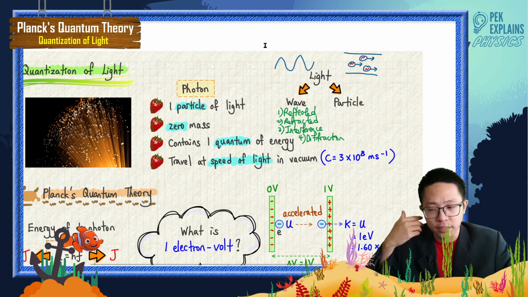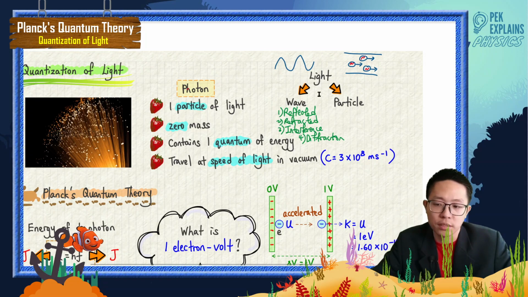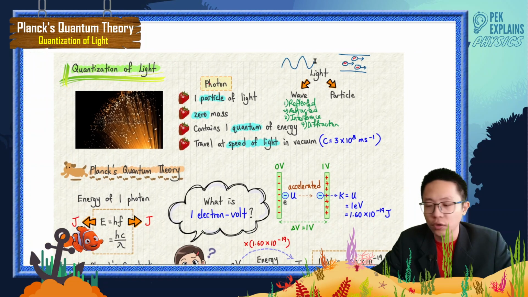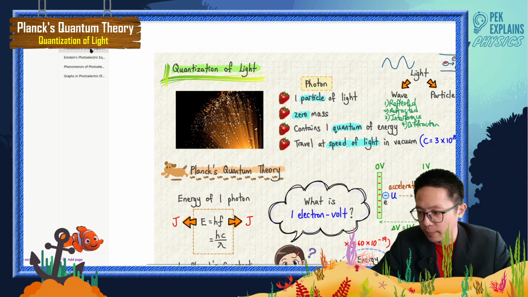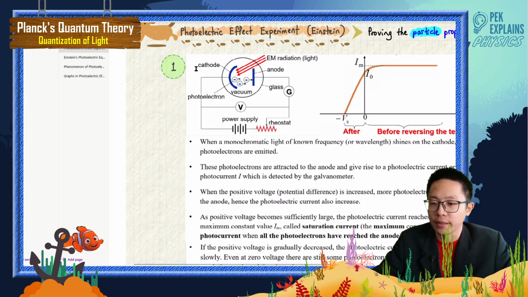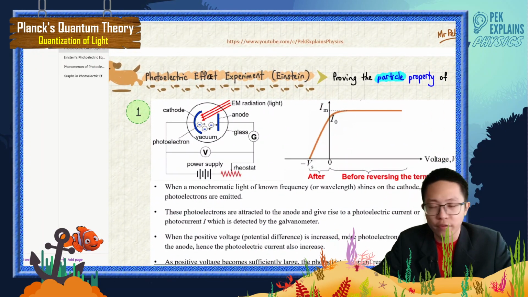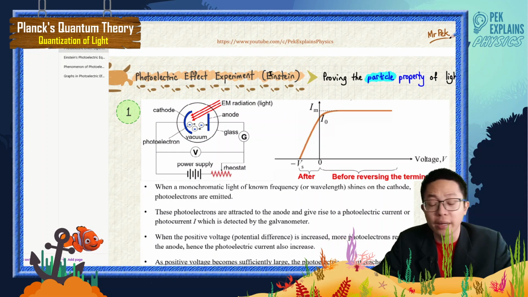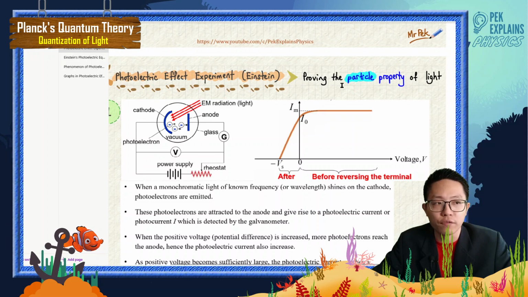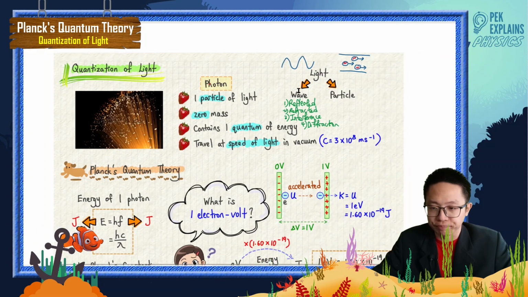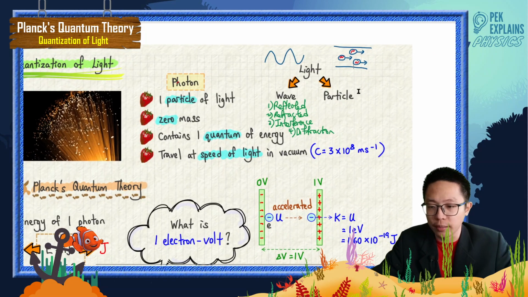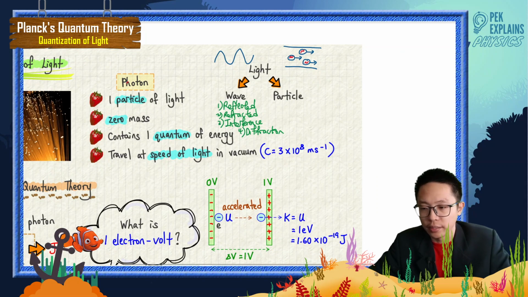In the previous chapters, geometric optics and physical optics, you learned that light has all the wave properties, but now light also behaves like a particle. In the following experiment, what we call the photoelectric effect experiment, carried out by Einstein, it proves that light also behaves like a particle, instead of just like a wave. It is shown in this experiment.